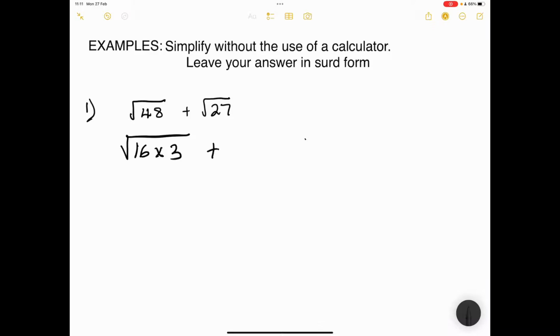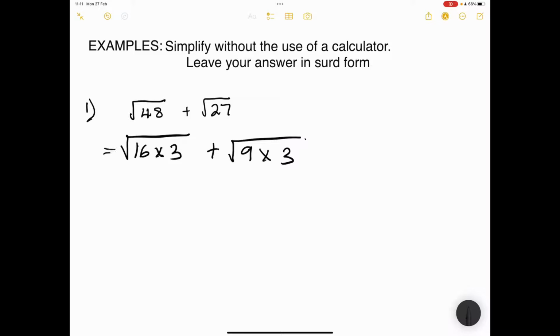And let's go for 27. Think about it. In this case, I would have 9 multiplied by 3. 9 is a perfect square, and 3 is a prime number, isn't it? So that would be 9 multiplied by 3. Of course, this takes a little bit of practice and getting used to, just knowing your multiplication table as well as your prime numbers.